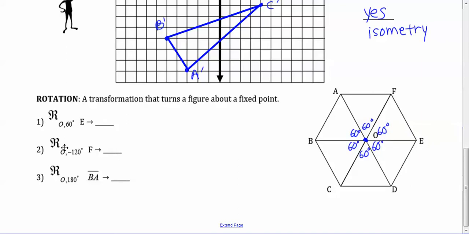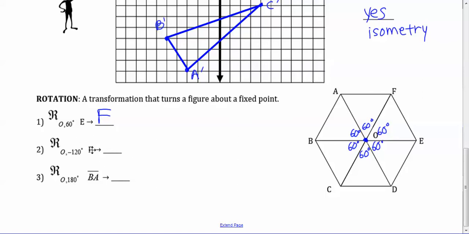Now the first one says I'm going to do a rotation around the center of rotation O, positive 60 degrees. So I'm going to start at E, and then if I go positive 60 degrees, that means I'm going counterclockwise. So I'm going in this direction, 60 degrees around O, and I'm going to end up at F. So that's the rotation of that.